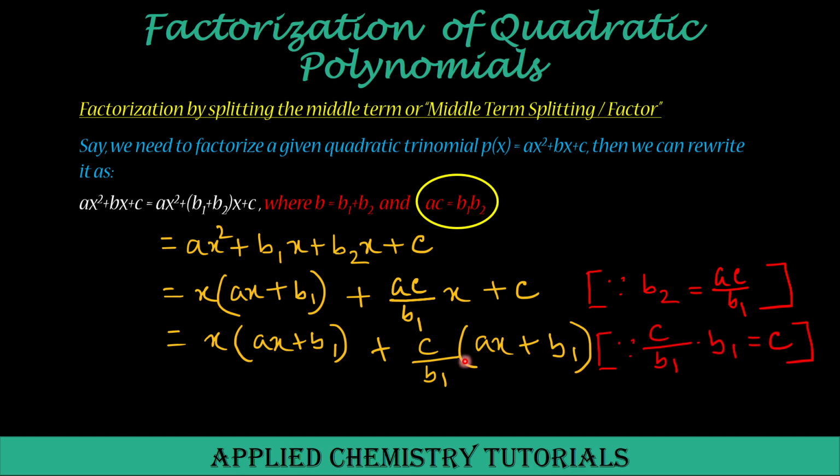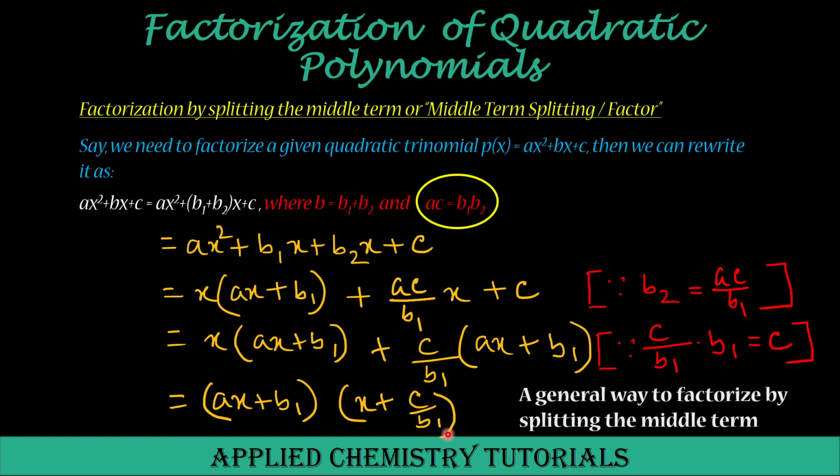For ease of understanding, you can see that c over b1 multiplied by b1 equals c, the term indicated here. So finally we can take the (ax plus b1) term as a common factor from both of these terms, and then we have (x plus c over b1). One thing to note is that this c over b1 can be a whole number depending on the problem. So this is the general way to factorize by splitting the middle term.